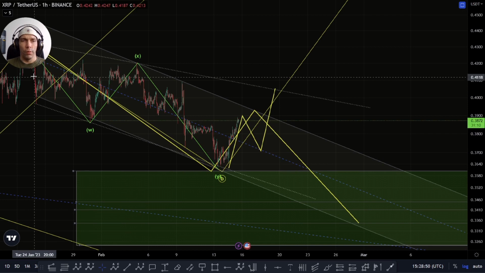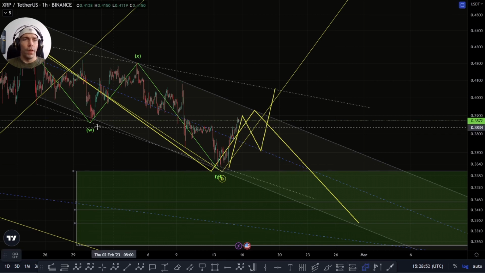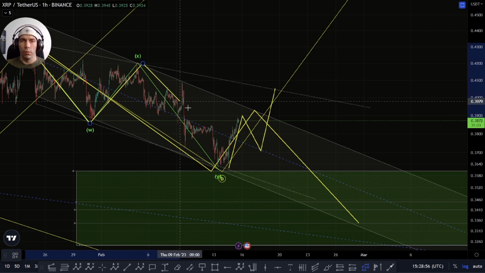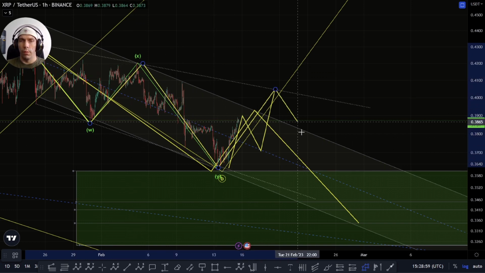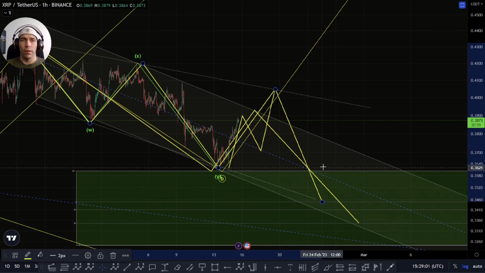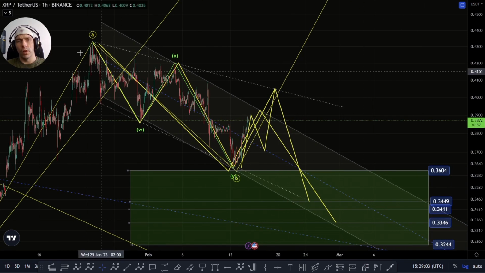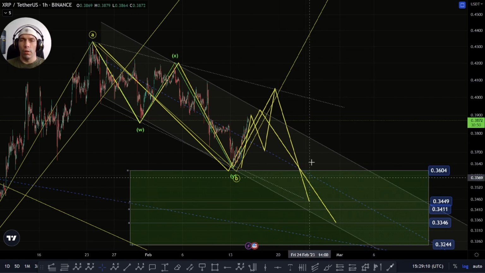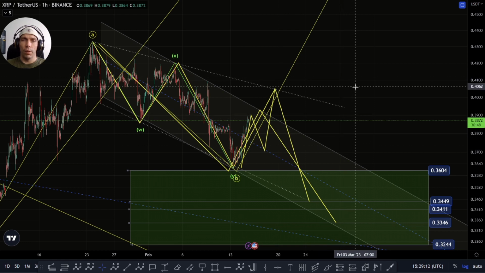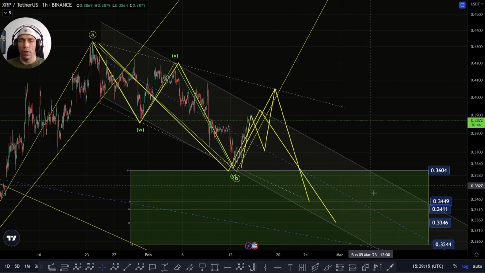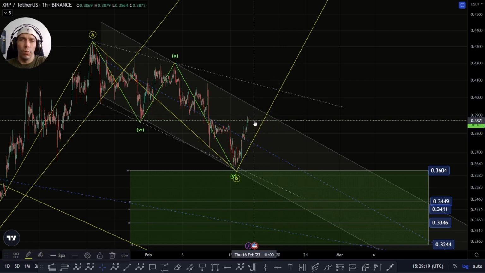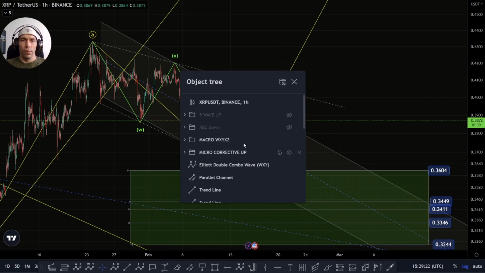We did talk about it briefly in the previous video that we could see something like this play out where this becomes a 1, 2, 3, 4, and a 5 as an expanding diagonal to the downside. If that is the case, we'd have to treat this as a wave 1, and it would indicate more that we're going to get a retracement back up here and retest some of these zones and then look to reject and continue to the downside. So that would be the possibility of this move playing out.